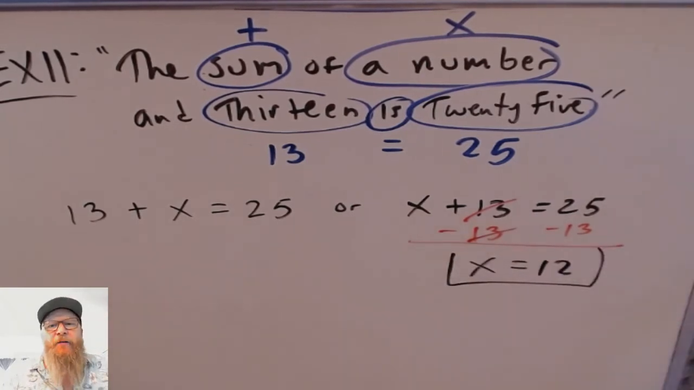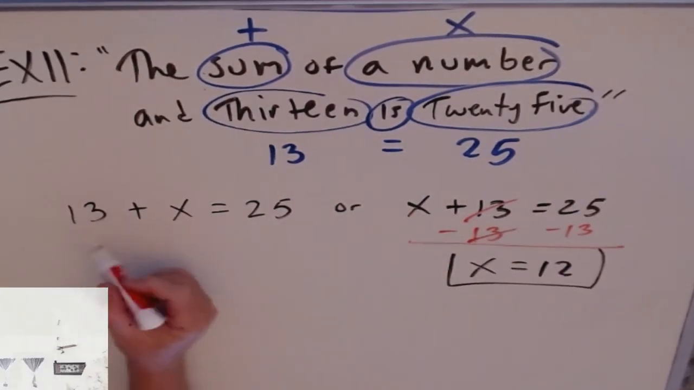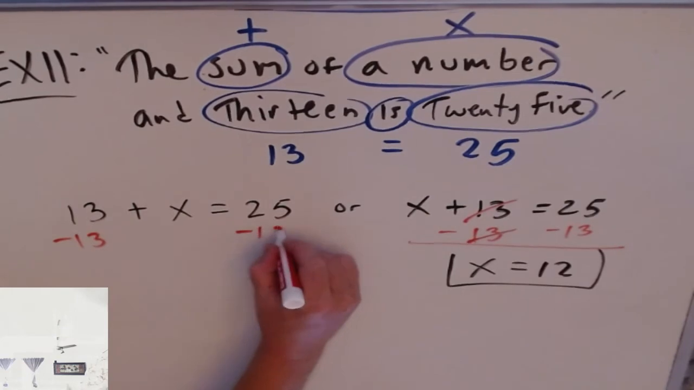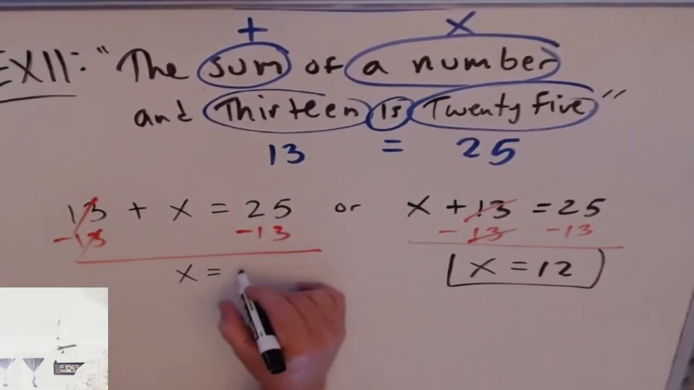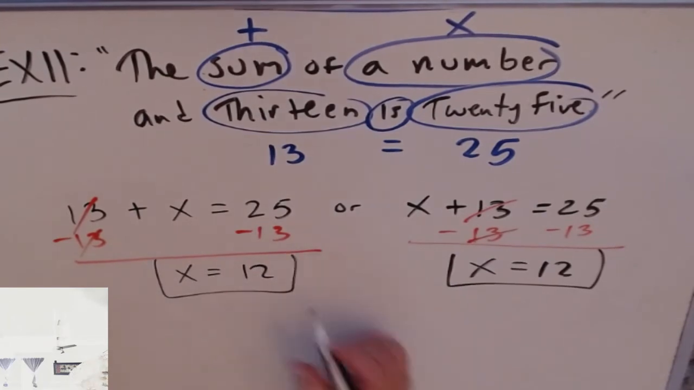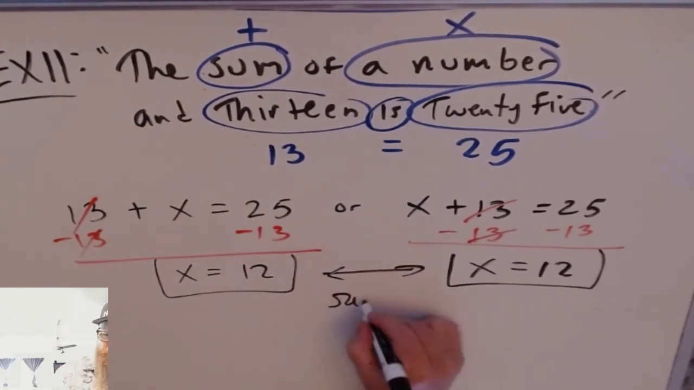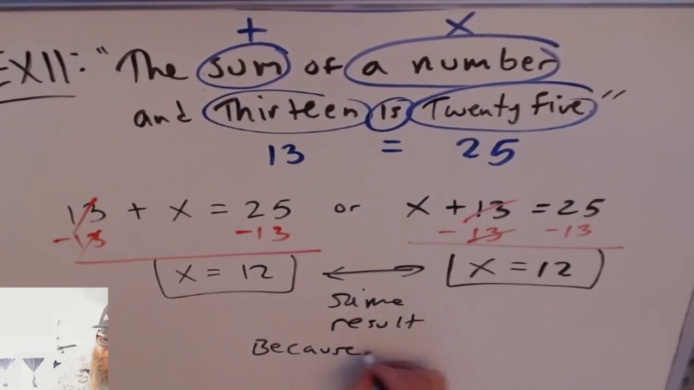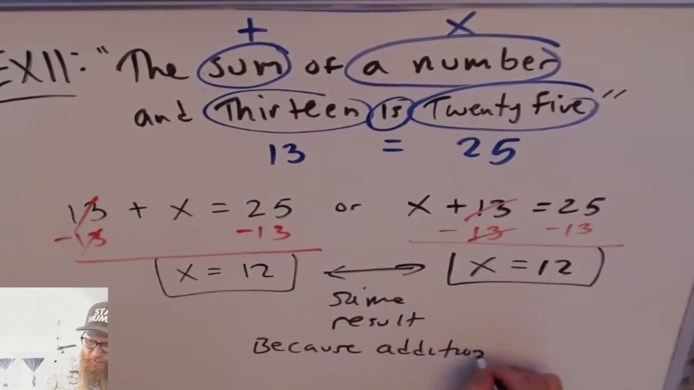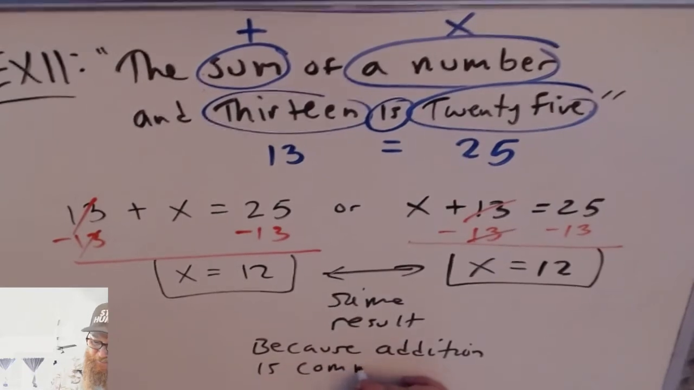X equals 12. If you do it over here, minus 13, you're still going to get X equals 12. Yeah, same answer. Because addition is commutative.